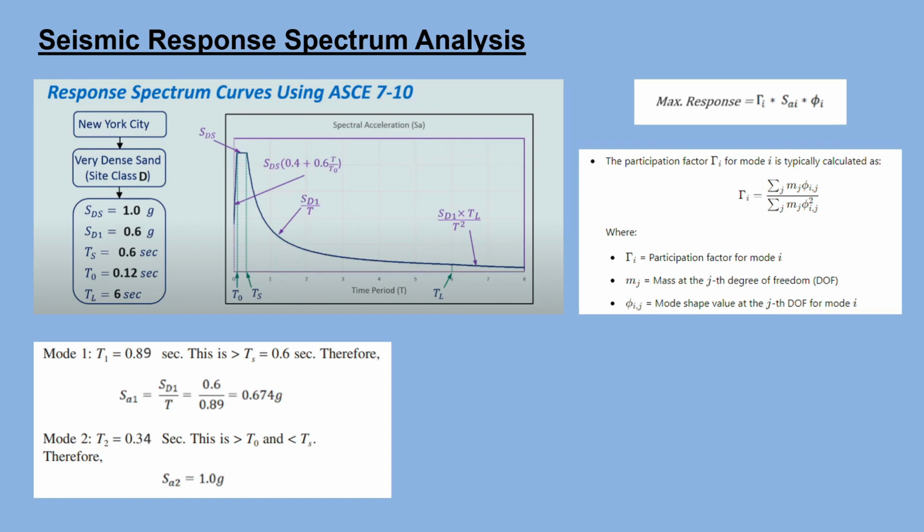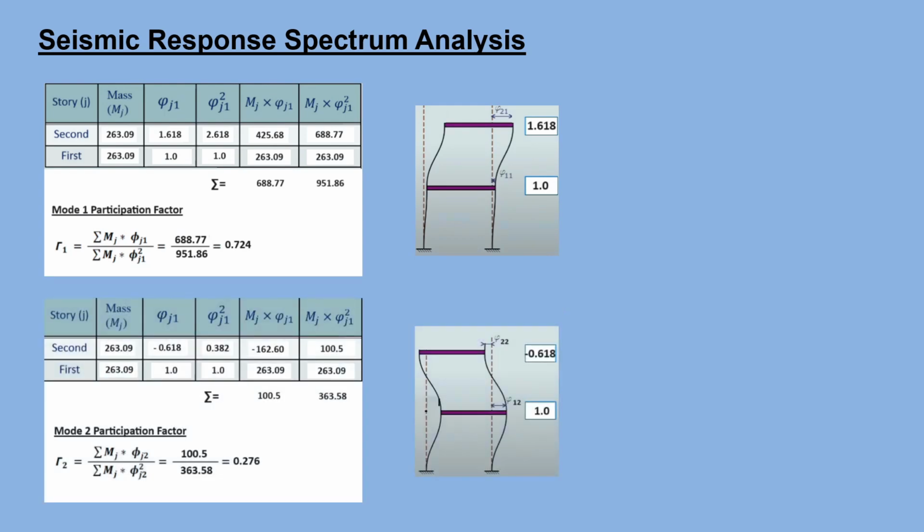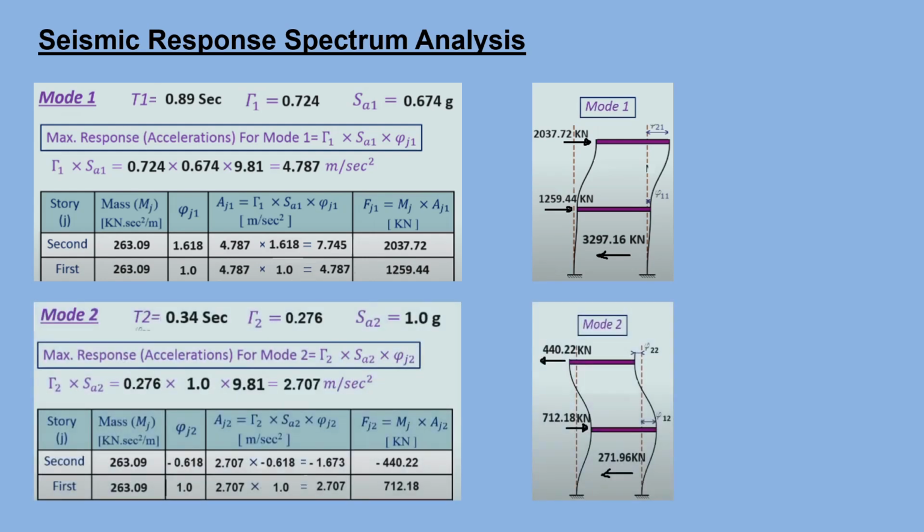For our frame, the participation factor is calculated as shown, for mode 1 and for mode 2. Now we will calculate the base shear, which represents the total horizontal seismic force acting at the base of the structure due to the earthquake, for mode 1 and for mode 2.